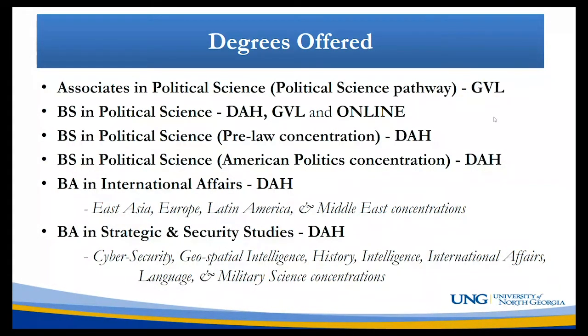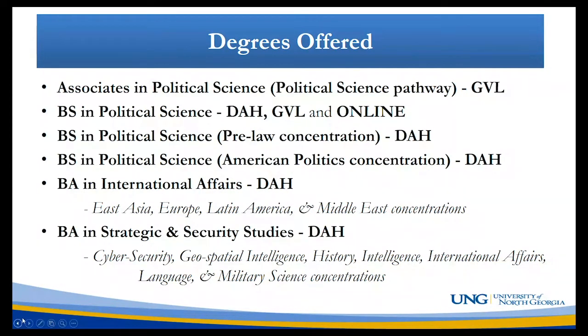Now, let's move on to look at some of the degrees that are offered in our department. Our department offers a wide array of different degrees. We have the Associate in Political Science, or AA degree, also called Political Science Pathway, which is offered at the Gainesville campus. We also have the Bachelor of Science in Political Science. This is offered in Dahlonega, Gainesville, and it's also offered online. There's also the BS in Political Science with a pre-law concentration, which is found at Dahlonega, and another one in American Politics, in Dahlonega again. And the other 2 degrees, the BA in International Affairs and the Strategic and Security Studies degree, are both in Dahlonega as well.